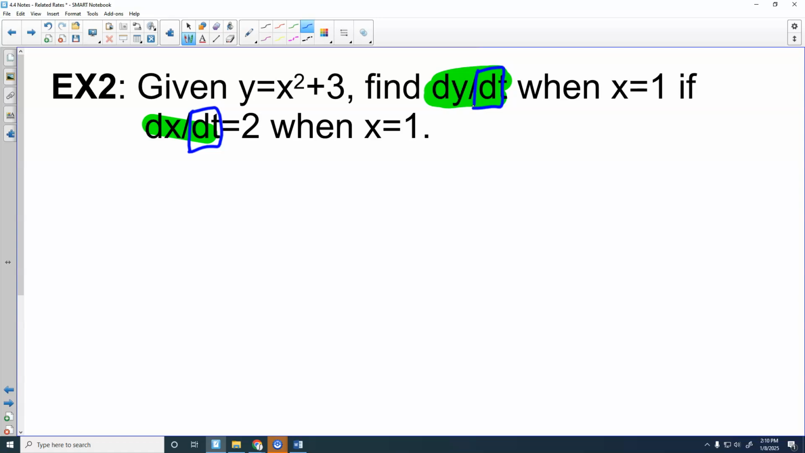In cases like this, it's really simple. It's like doing implicit differentiation, except everything gets a dy/dt or a dx/dt, depending on what the variable is when you take the derivative. So for y, you would have just dy/dt. And then you'll take the derivative of x squared. It's going to be 2x, and you put a dx/dt with it. And then you got the plus 3. The derivative of that is just 0, so it goes away.